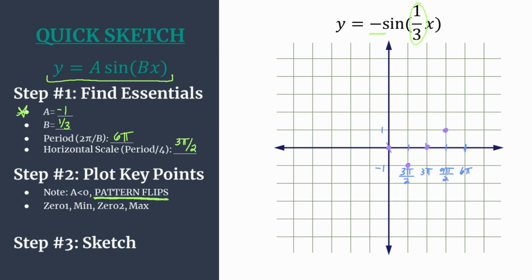So we're ready to sketch in our sine curve now. Remember, this is just one cycle. Okay, here it is. It repeats starting at 6 pi, or you could go in the other direction from the origin as well. This is your graph, your quick sketch of y equals negative sine of 1/3 x.